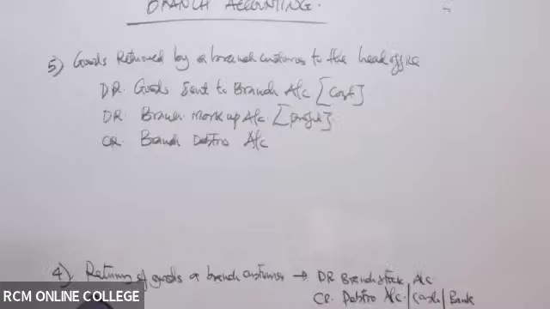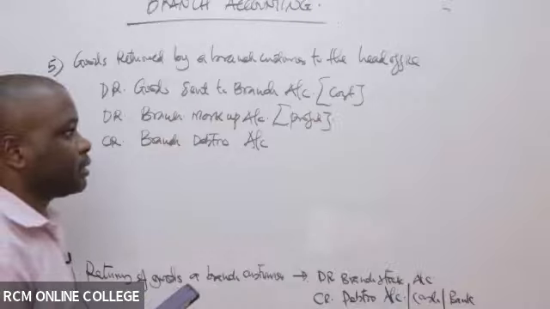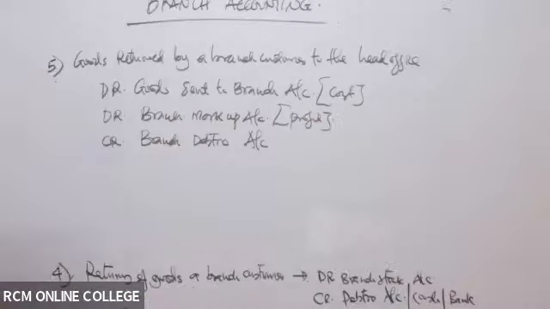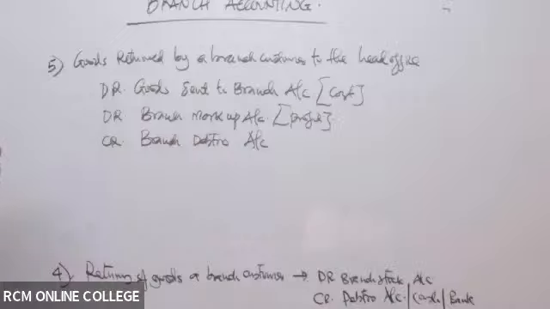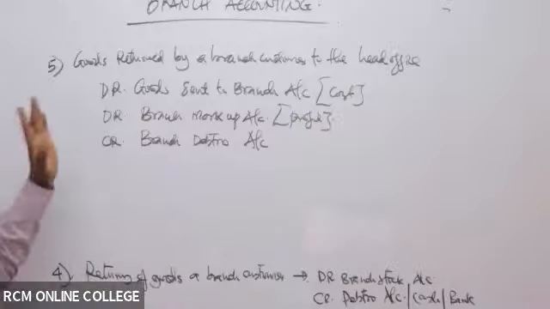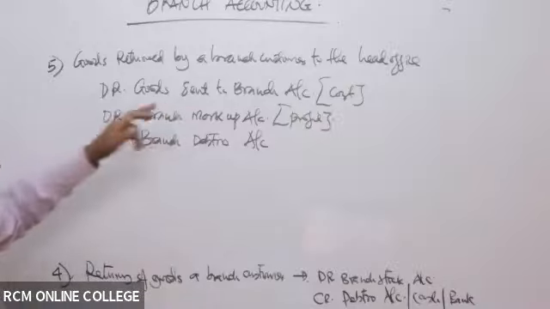So if you look at, for example, number 2, it is like a return that has been made of these goods by the branch to the head office. Whenever the branch returns the goods to the head office, we debit the goods sent to branch account and the branch markup account. The goods were supposed to be returned to the branch, only that they have been returned to the head office. It's like the goods for the branch are going to the head office.